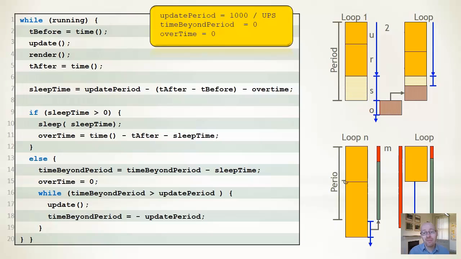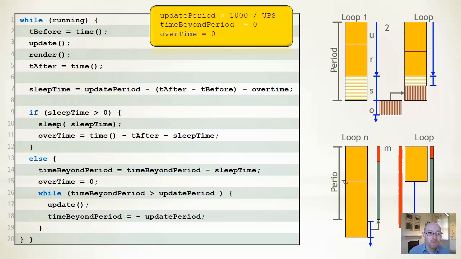And here we have the particular algorithm that will enable us to try to hit our target number of updates per second. It looks complex. It's not actually that complex, and the whole thing fits within 20 lines of pseudocode here. So we'll go through it. A few variables are defined at the top in the yellow box. We have one for our update period. This is the number of milliseconds that we are trying to target for each of our updates. So there you can see it's just 1,000, the number of milliseconds in a second, divided by the number of updates per second. We have time beyond period.